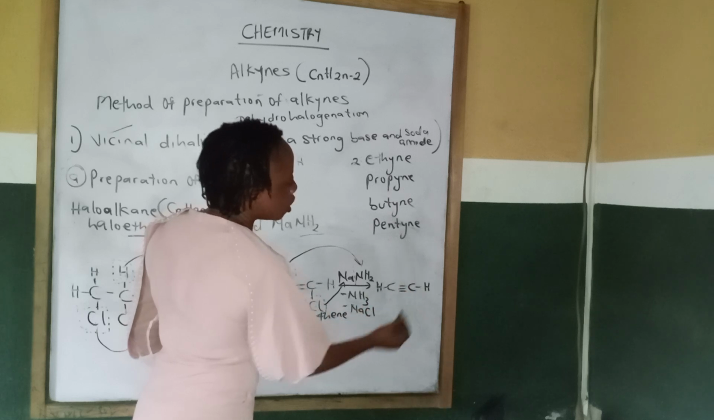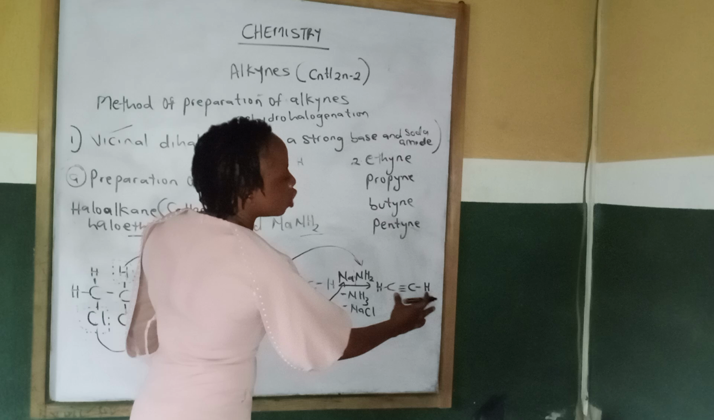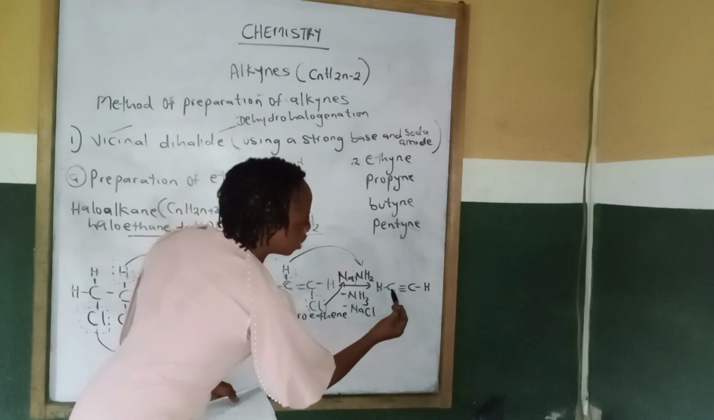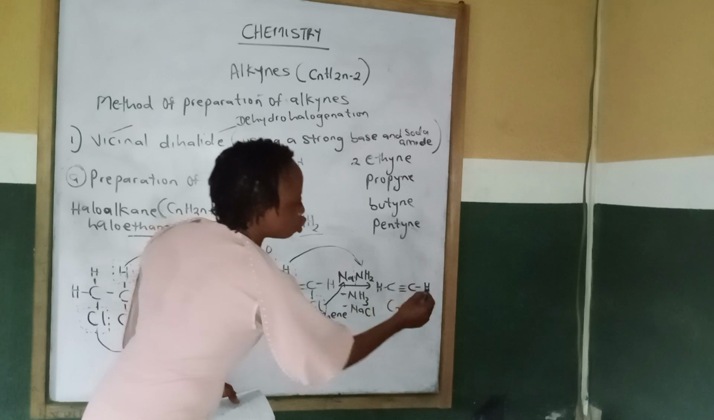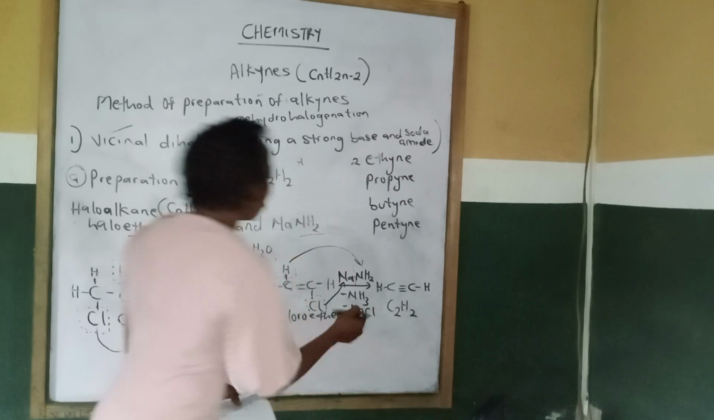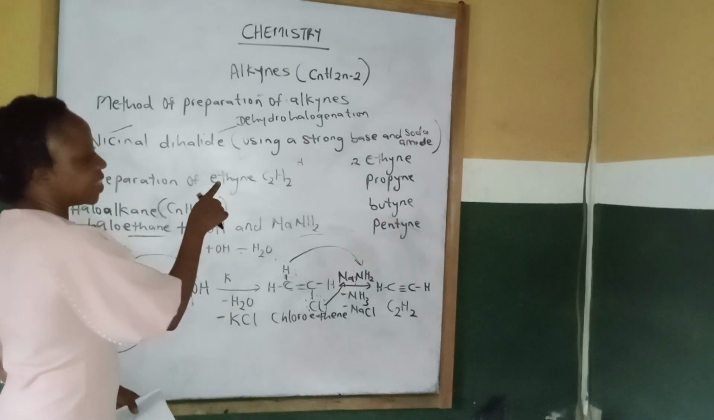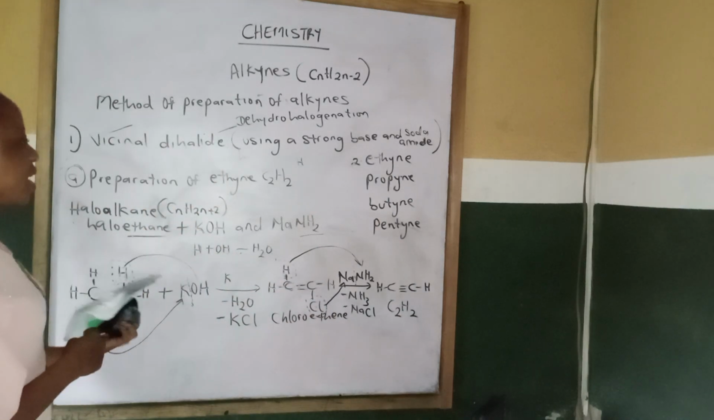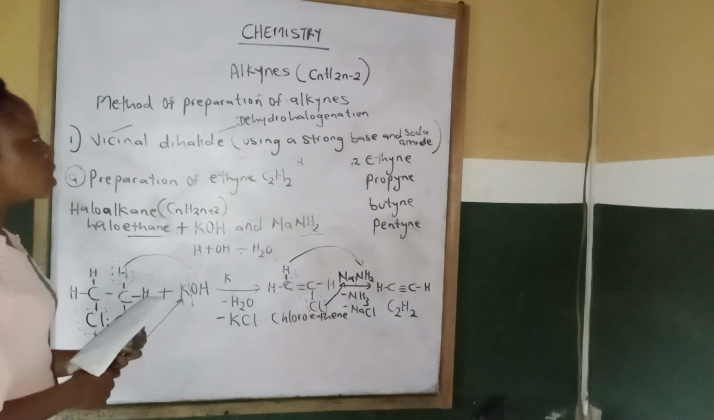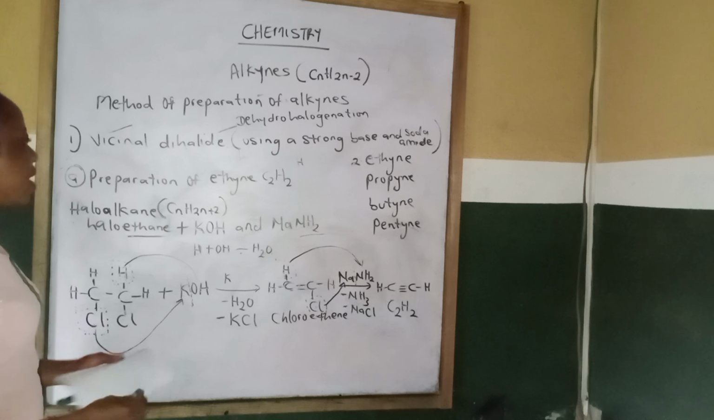So what will be the molecular formula for this structure? How many carbon atoms? 1, 2. 2 carbon atoms, that's C2. How many hydrogen? 1, 2. 2 hydrogen. So therefore, we have produced what? We have produced ethyne. C2H2 is the molecular formula for ethyne.